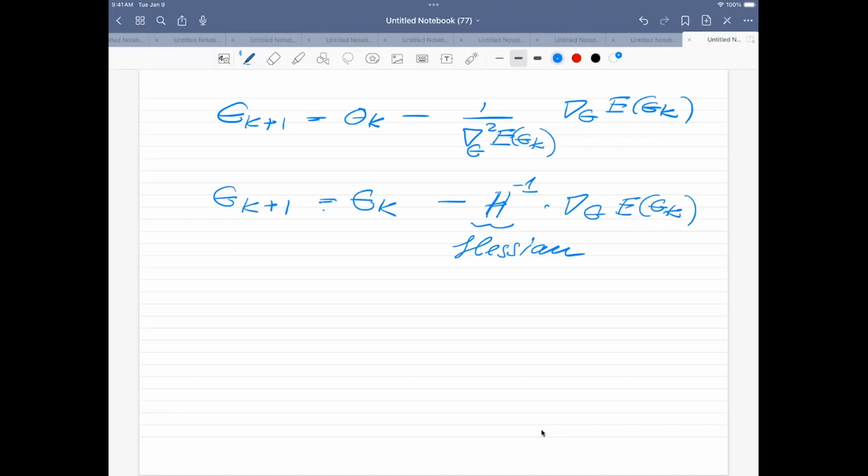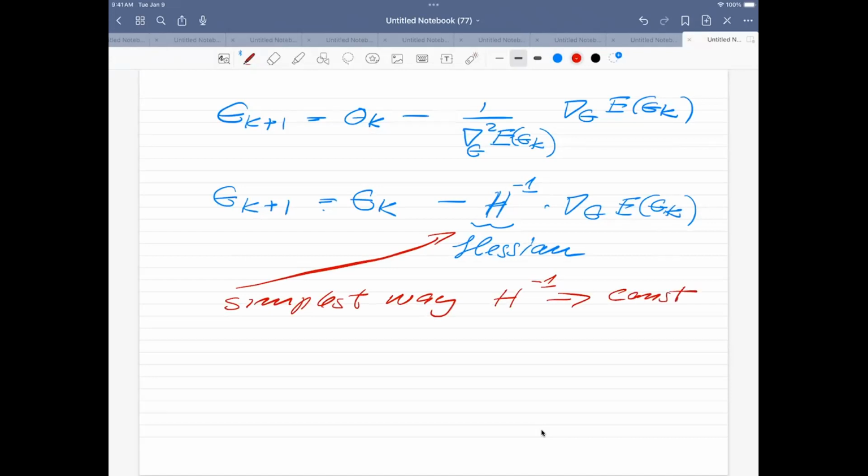The simplest way you can solve this is what is called gradient descent. That means H inverse is just replaced by a constant, and you keep that fixed. That leads to what you normally call gradient descent.